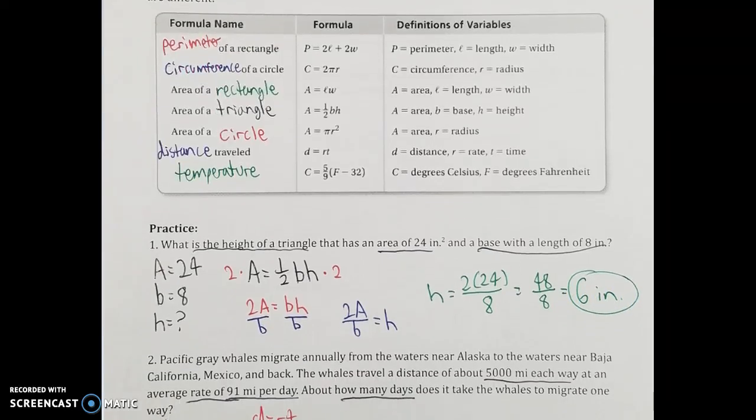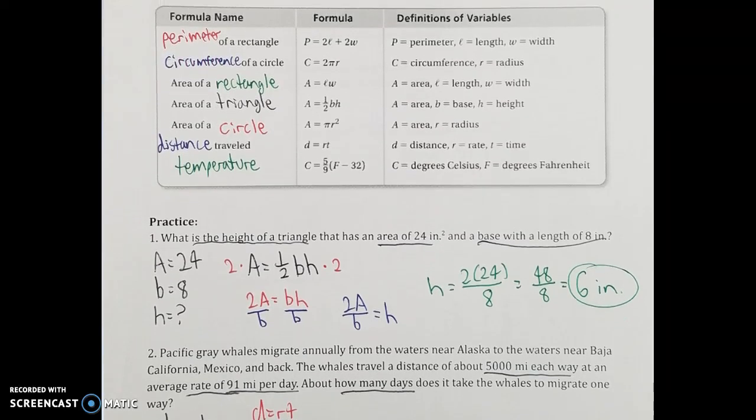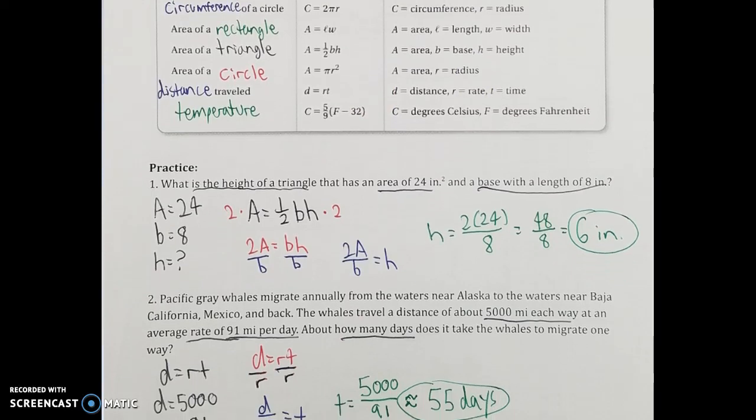Trying that again here, we have a little bit of a longer question. We have gray whales that are migrating from Alaska to Baja, California. So let's pick out what's important. The whales travel a distance of about 5,000 miles each way, and they travel about 91 miles per day to do that. If we want to figure out how many days it takes to make that trip, the first thing we want to do is pick out which formula we're using. Again, if we're talking about gray whales traveling a certain distance, it's probably going to be this one right here, distance traveled. So let's take a look at how we're going to set that up.